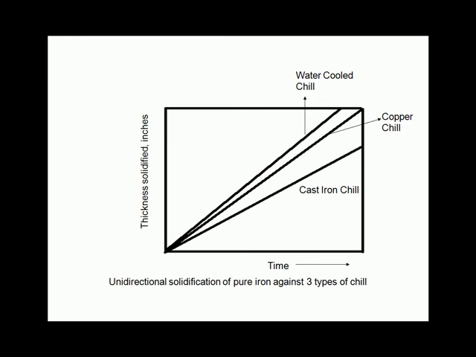Now this graph, this is unidirectional solidification of pure iron against 3 types of chill. So we can see that for a given thickness, most time is taken by the cast iron chill, while for the water cooled chill we have the least time taken, because this is water cooled. So we have a constant temperature in the mold, and so minimum time would be taken for this.